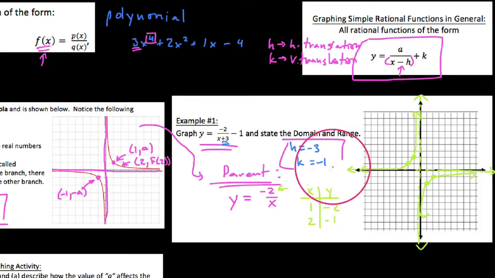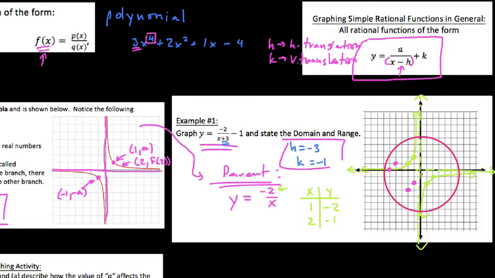What we want to do now is apply these transformations. We're going to take all these points right here and shift them, in this case 3 left and 1 down. So we're going to go 1, 2, 3 left, 1 down. This point goes 1, 2, 3 left, 1 down. This point here, 1, 2, 3 left, 1 down. This point here, 1, 2, 3 left, 1 down. So we've shifted all our points.